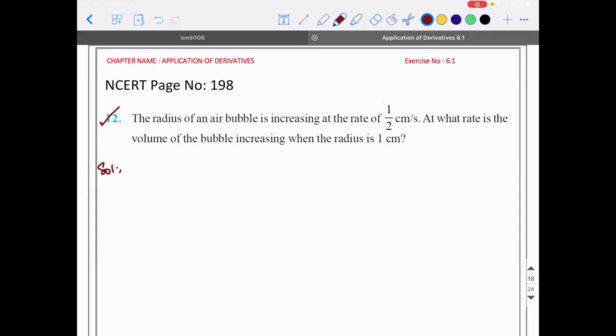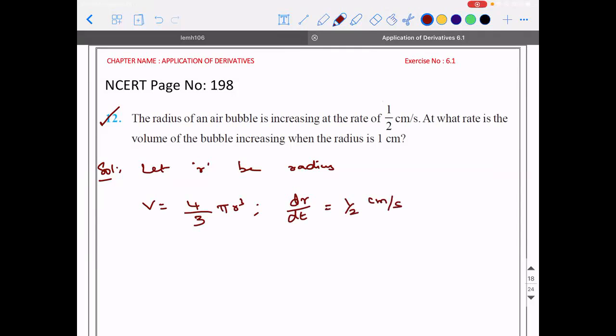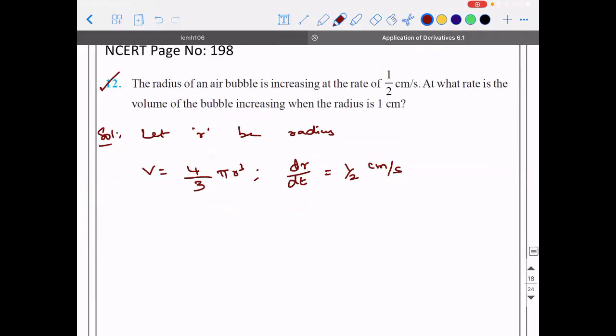So solution, let r be the radius. Volume is equal to 4 by 3 pi r cube. So dr by dt is given as half centimeter per second. At what rate is the volume of the bubble increasing when r is equal to 1 centimeter? Can you guys do and tell me fast? So differentiate volume on both the sides.